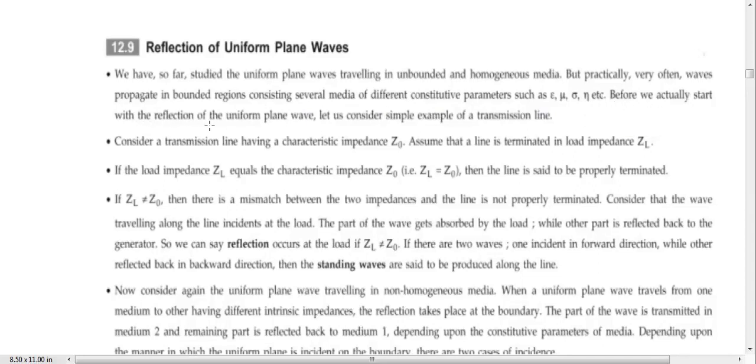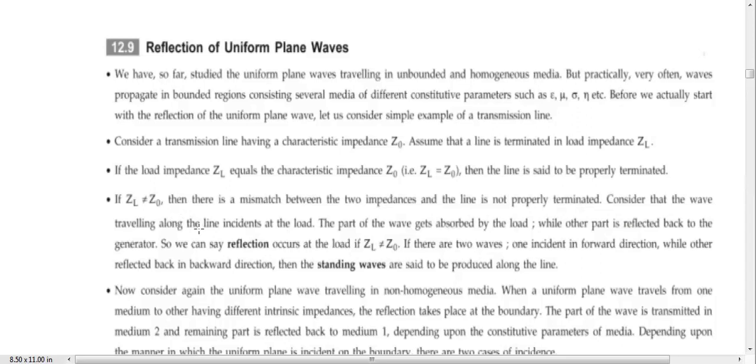Before we actually start with the reflection of the uniform plane wave, let us consider a simple example of the transmission line. We already completed the transmission line. Consider a transmission line having the characteristic impedance Z0 and load impedance ZL. If load impedance ZL is equal to the characteristic impedance Z0, then the line is said to be properly terminated. If not, there is a mismatch between the two impedances, and the line is not properly terminated.